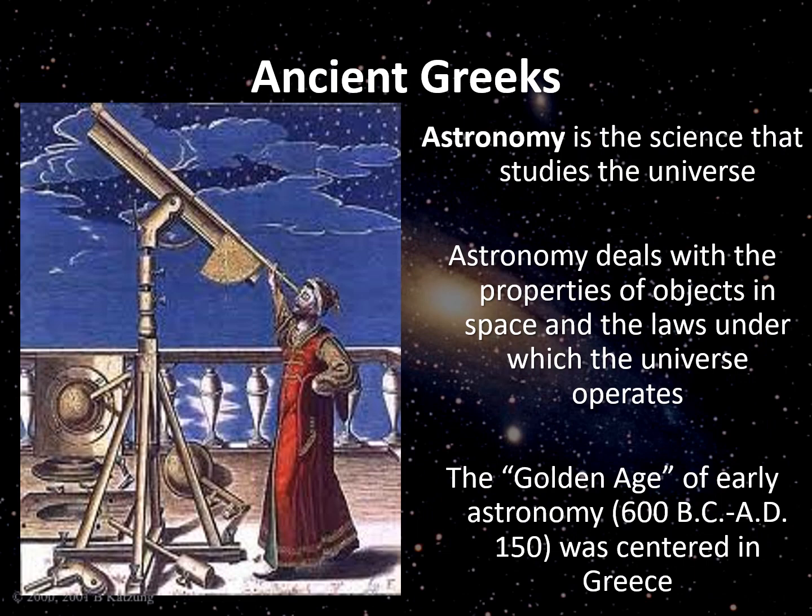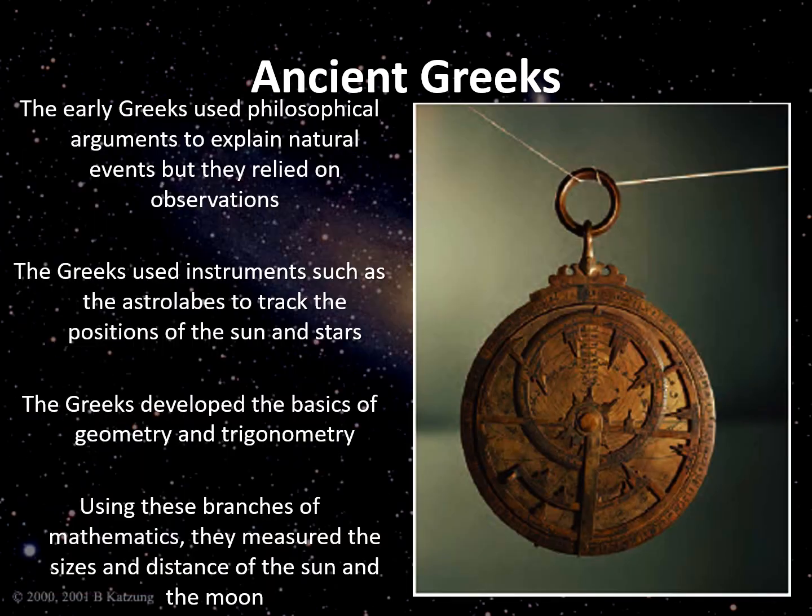So ancient Greeks believed that astronomy is the science that studies the universe, and astronomy deals with the properties of objects in space and the laws under which the universe operates. So the golden age of early astronomy was centered in Greece and happened from around 600 BC to 150 AD. The early Greeks used philosophical arguments to explain natural events, but they relied mostly on observations.